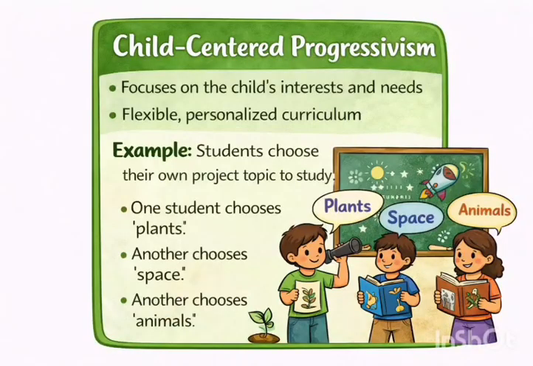First, child-centered progressivism. In child-centered progressivism, the child is placed at the center of the educational process. Education is designed according to the child's needs, interests, abilities, and developmental level. Here, it focuses on the key idea that every child is unique. Learning should match the child's pace. As it is based on the interests, abilities, and needs of the child, the learning is more effective. We can take an example: instead of forcing all students to learn the same topic, teachers allow students to choose projects based on their interest.